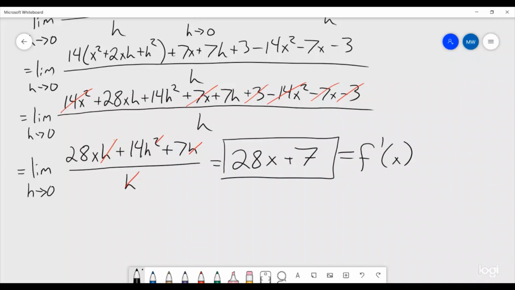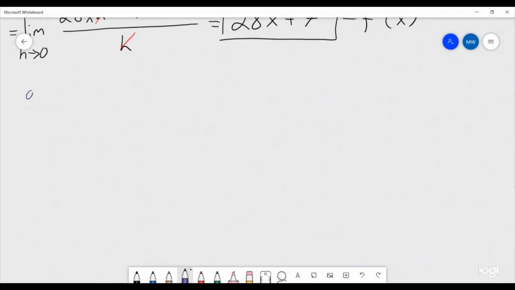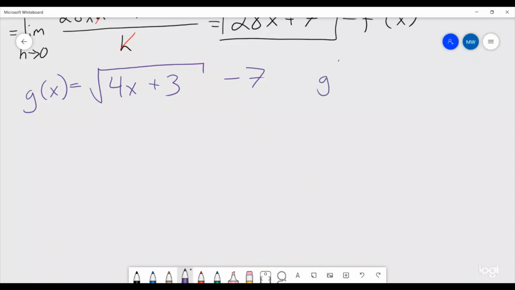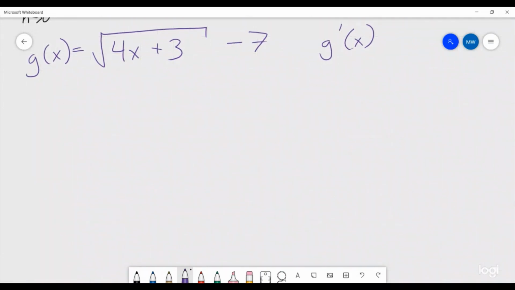Let's do one more example of this. So let's say that we have, as our function, g of x is equal to the square root of 4x plus 3, minus 7, and you are asked to find g prime of x using the definition of the derivative. So you can't use the chain rule, you can't use any of those other rules, you have to use the definition of the derivative. Go ahead and try this for a moment using the limit definition of the derivative. Go ahead and unpause the video when you are ready.